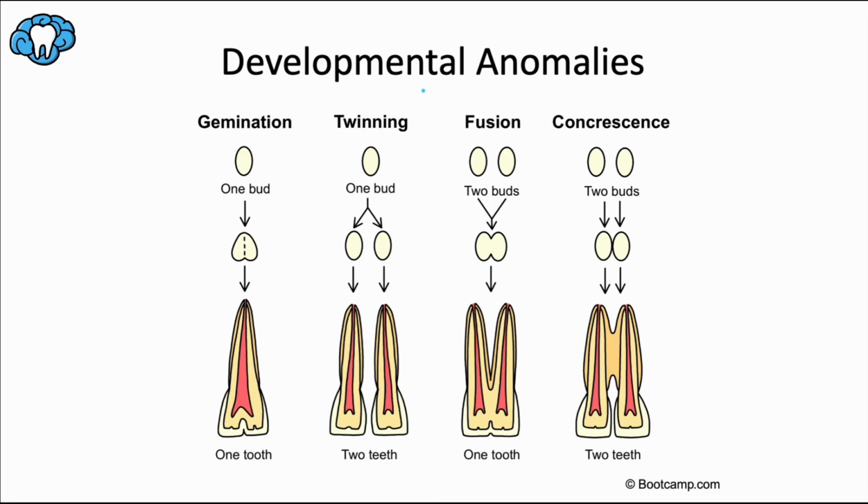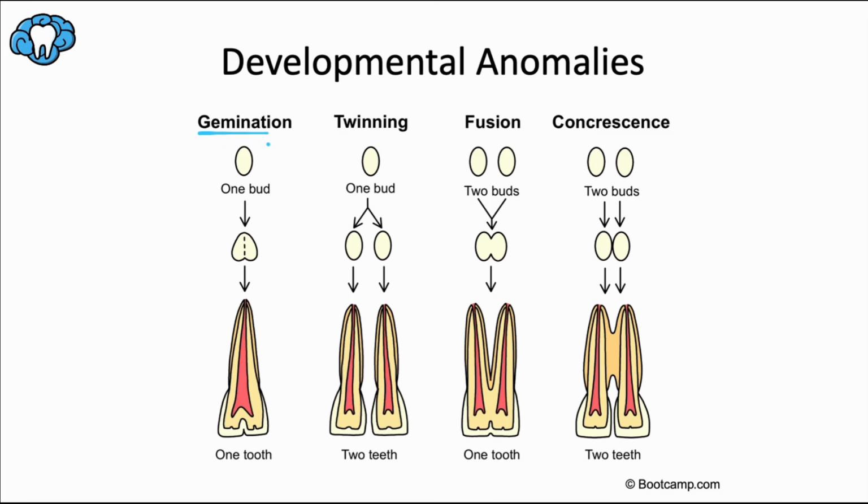Developmental anomalies. Here are 4 anomalies during a tooth's development that we can conveniently group together. Starting from the left, we have gemination. Gemini in Latin means twins. It's also a zodiac sign, but it's not quite the same as twinning, as you'll soon see.